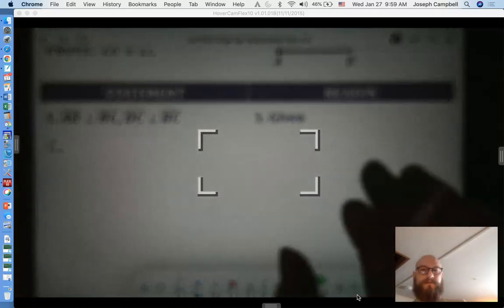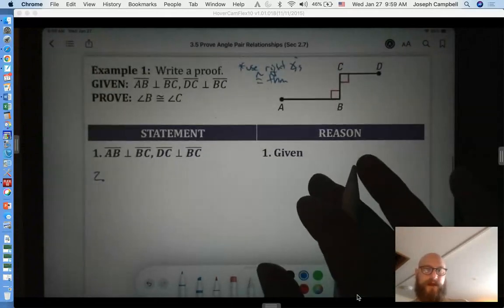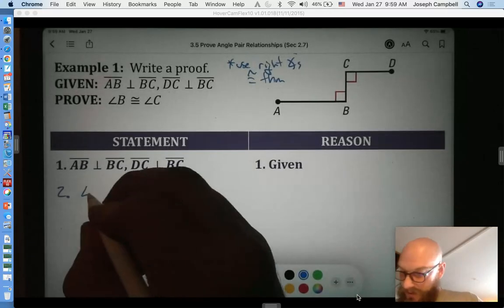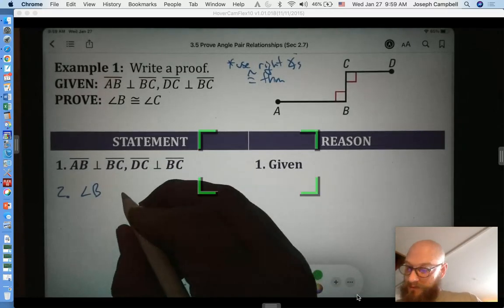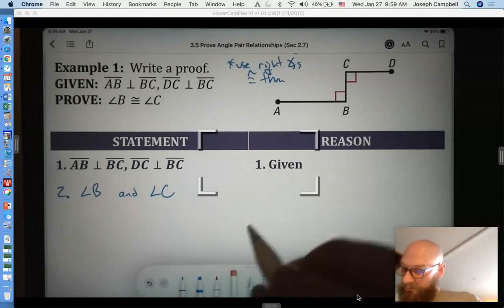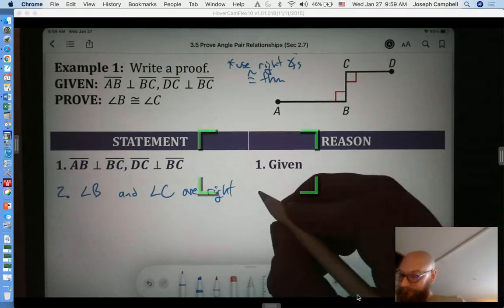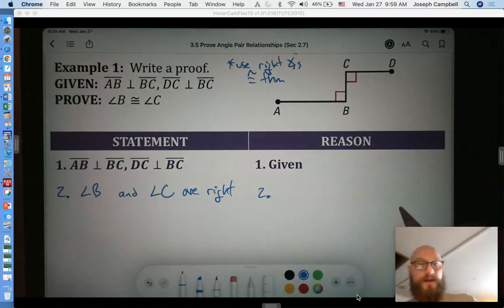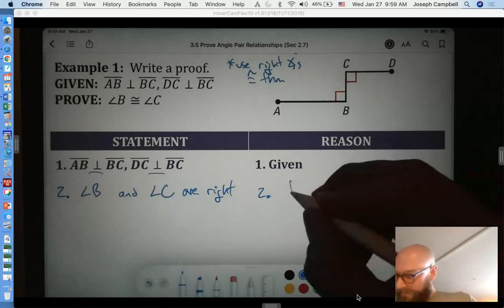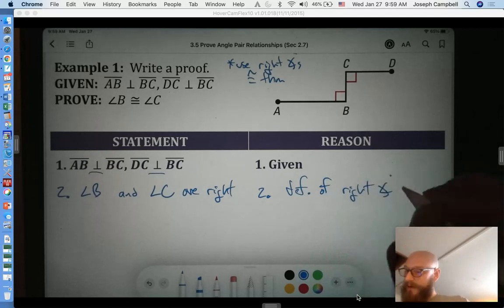What does it mean to be perpendicular? It means to intersect at right angles. So what angles are right here? Angle B and angle C are right. How did I know that they were right angles? I was told they're perpendicular. Definition of right angles.